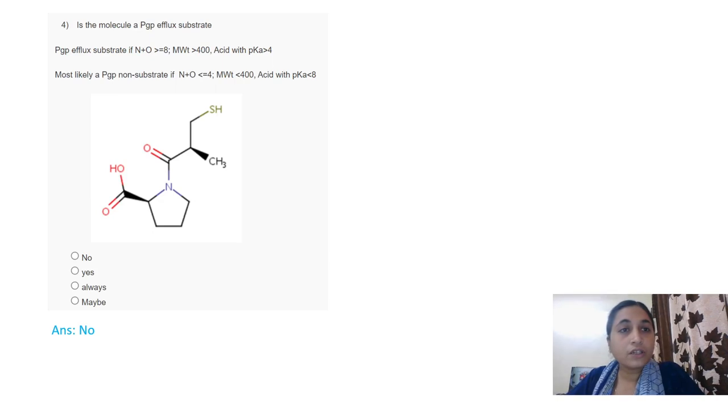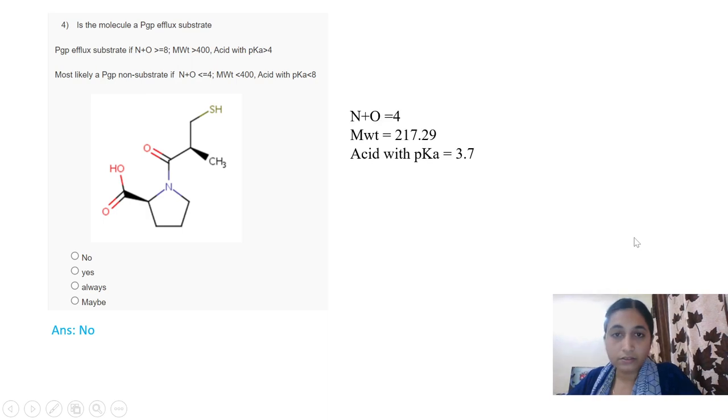Now in this question, in a molecule, P-glycoprotein efflux substrate: if N plus O is greater than 8, molecular weight greater than 400, acid with pKa greater than 4. Most likely a P-gp non-substrate if N plus O is smaller than or equal to 4, molecular weight smaller than 400, and acid with pKa 8. So in this question, N plus O is equal to 4. The molecular weight of this compound is 217.29, and the acid pKa of this compound is 3.7. So this molecule is not a P-glycoprotein efflux substrate. So the answer will be no.